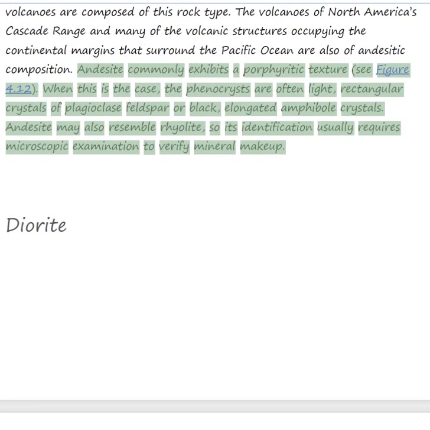Andesite commonly exhibits a porphyritic texture. When this is the case, the phenocrysts are often light, rectangular crystals of plagioclase feldspar or black, elongated amphibole crystals. Andesite may also resemble rhyolite, so its identification usually requires microscopic examination to verify mineral makeup.